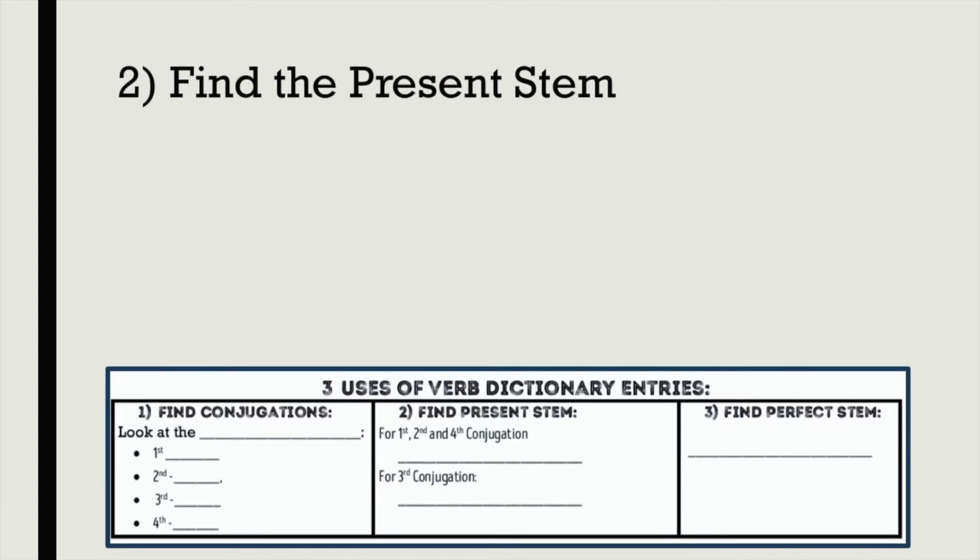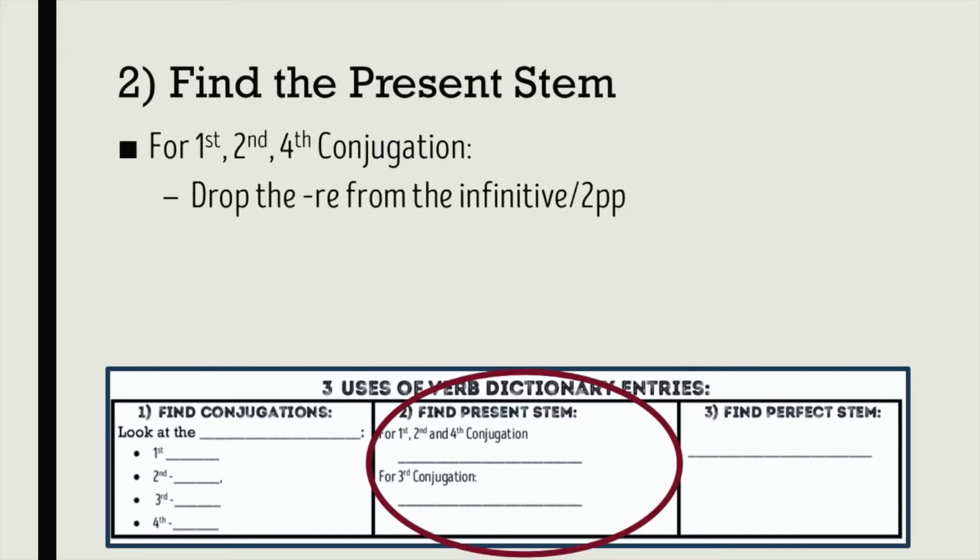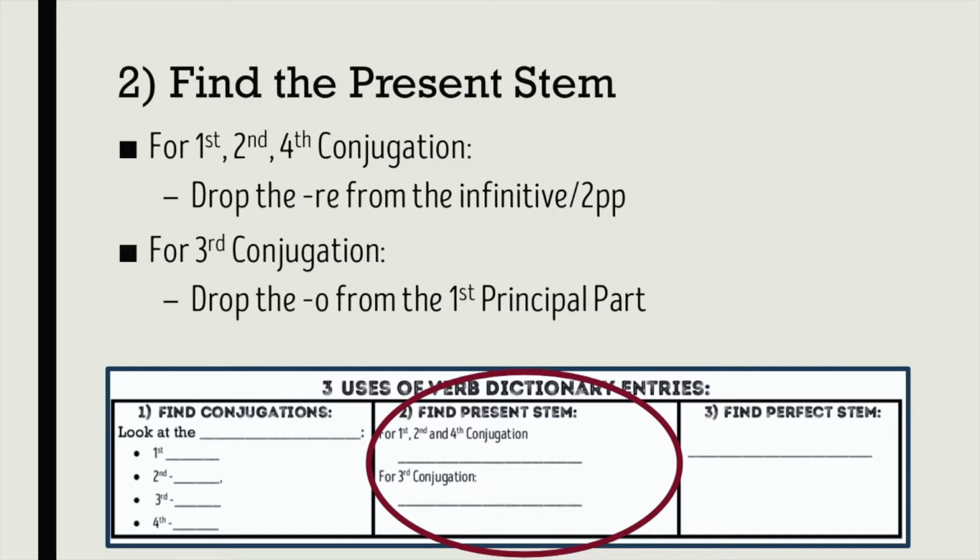Okay, next use is to find the present stem. Again, we have two ways of doing this depending on the conjugation. For first, second, and fourth conjugation, or for verbs whose infinitive ends in ARE, long ERE, or IRE, you are just going to drop the RE from the second principal part. For verbs that are in third conjugation, or verbs that have that short ERE, you're going to drop the O from the first principal part.